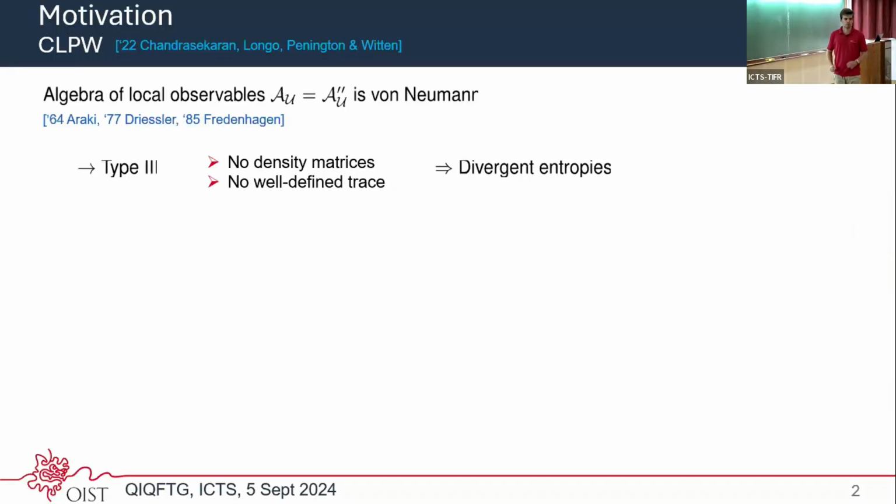To give a little bit of background motivation, we had this paper from two years ago by Chandrasekharan, Longo, Pennington, and Witten, which I will refer to as CLPW for the rest of the talk. They argued, and we already know by now, after four weeks of lectures and talks, that if we take any quantum field theory, consider a local subregion, and consider the algebra of local observables, that turns out to be a type 3 algebra according to the von Neumann classification. And we know that those have divergent entropies because they have no good density matrices, nor well-defined traces.